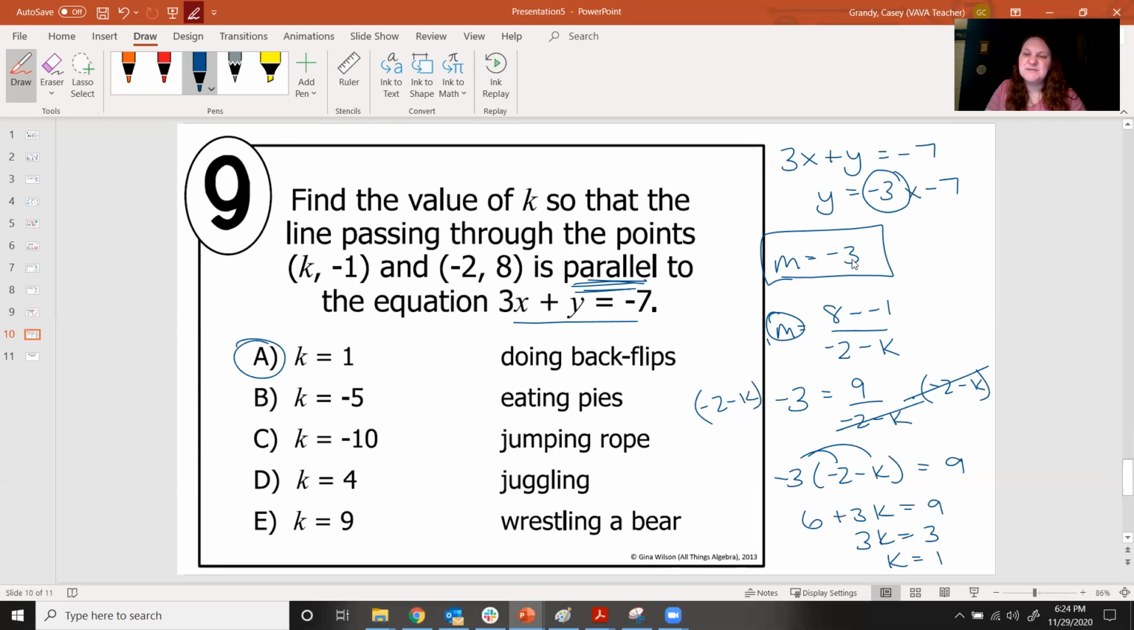And if that just seemed a little much for you, anytime you have multiple choice, you could have always just checked all of these. You could have plugged in the 1 and the -5 and the -10 and just done this 5 times until you got an answer that has a slope of -3. That would have also worked out for you.